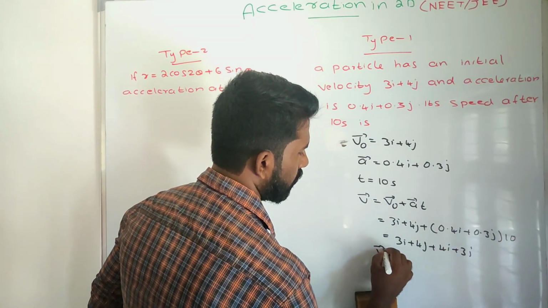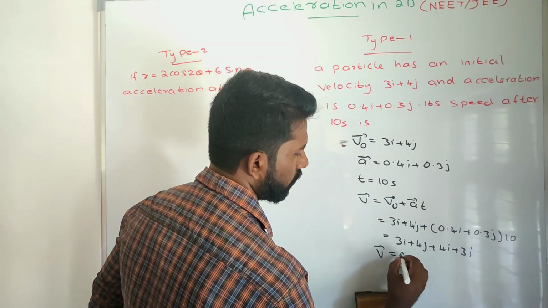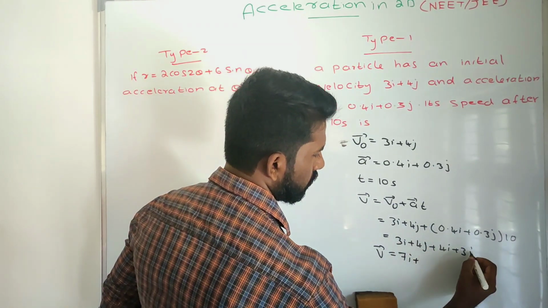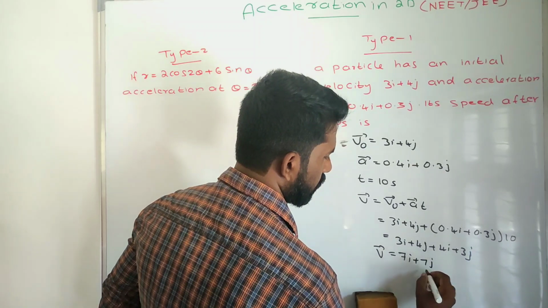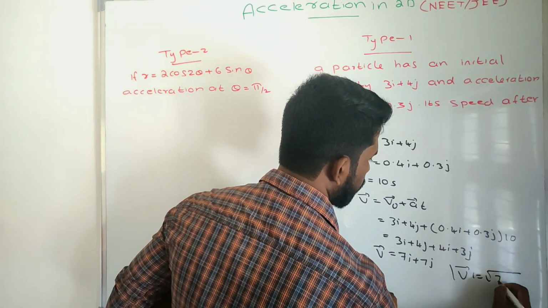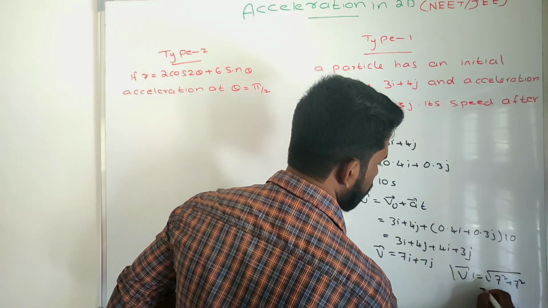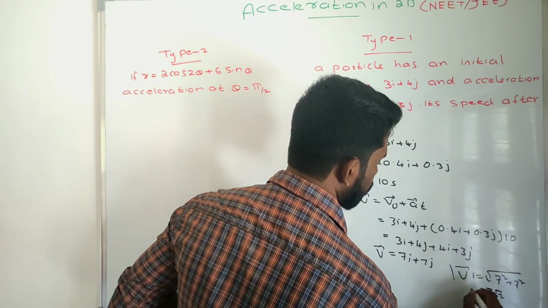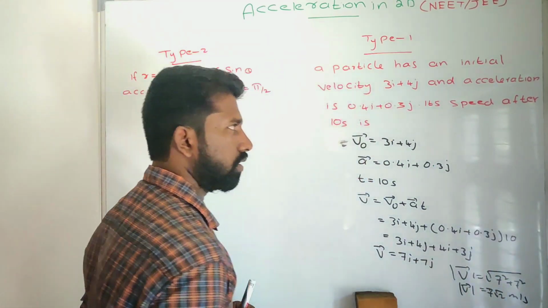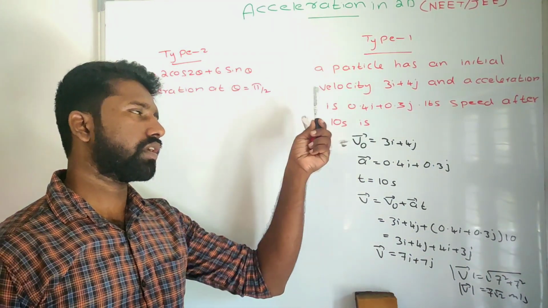So the velocity is 3i plus 4i, 7i, plus 4j plus 3j, 7j. This is the velocity. The magnitude of the velocity is the square root of 7 square plus 7 square, which equals 7 root 2. That is the magnitude of the velocity. This is about type 1.